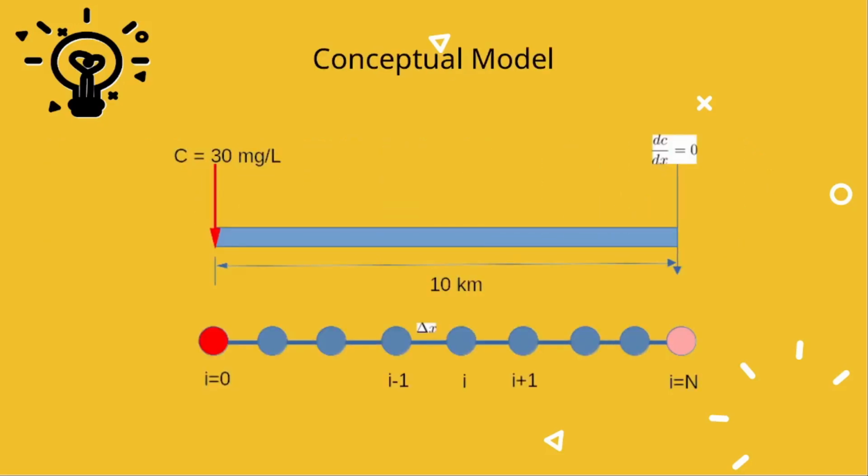So our conceptual model: we have a concentration of 30 milligrams per liter at the inlet, which corresponds to our node 0. And then we have dC/dx, which is our flux boundary condition, which corresponds to i equal to n. The length of the river is 10 kilometers. And since the width is fairly small compared to the length, we essentially are going to treat this as a one-dimensional river. And we have node 1, node 2, 3, which are all at a distance delta x. Delta x is something we have to assume.